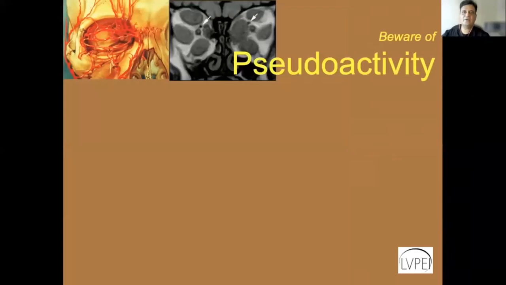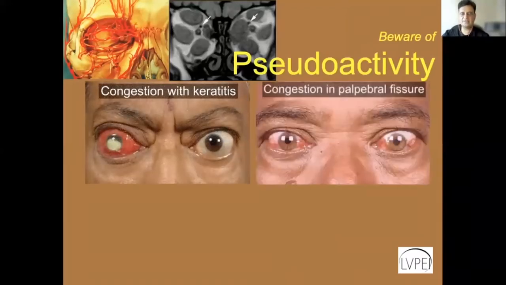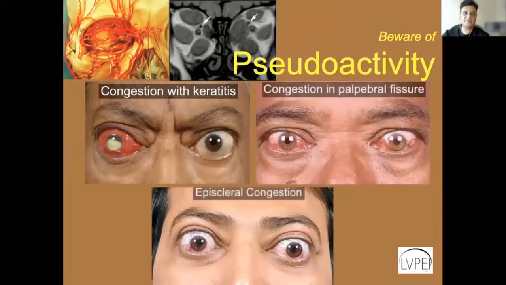But we also need to be aware of what we call pseudoactivity. Congestion which is associated with keratitis, similarly, congestion which is only limited to the palpebral fissure should not be labeled as activity. Finally, episcleral dilated vessels are a sign of congestive orbitopathy because of the increased back pressure in the orbit, and is not an immunological redness which needs treatment with steroids.